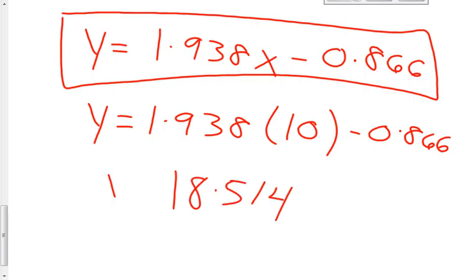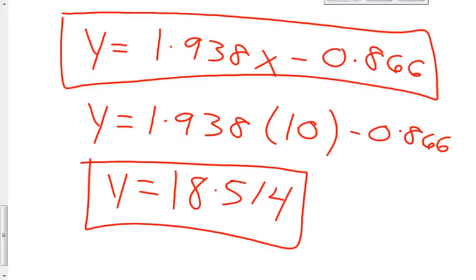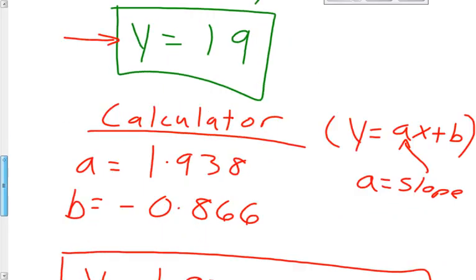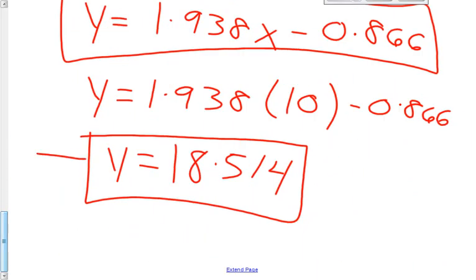18.514. Now class, once again, this is the exact answer. When we predicted, we got y equals 19. So hopefully that will always be the case. Our answers will be close. They won't be perfect. However, they will be close. All right, last one for the day.